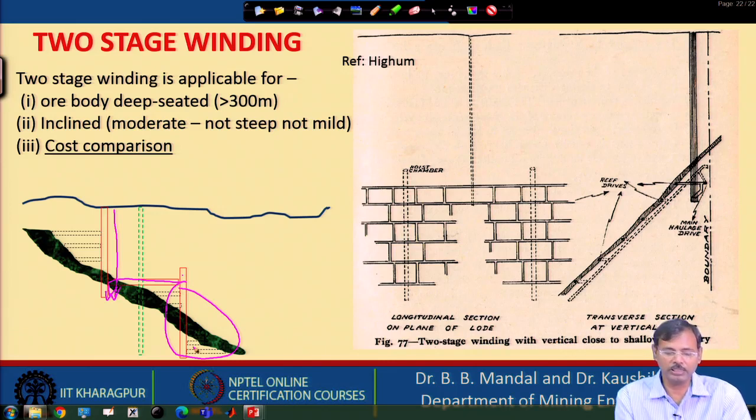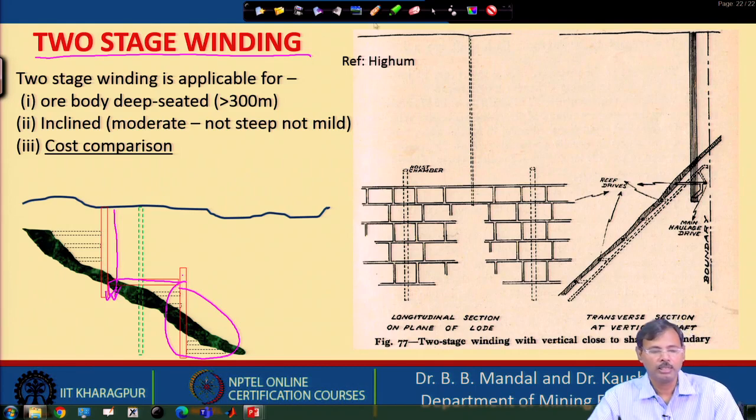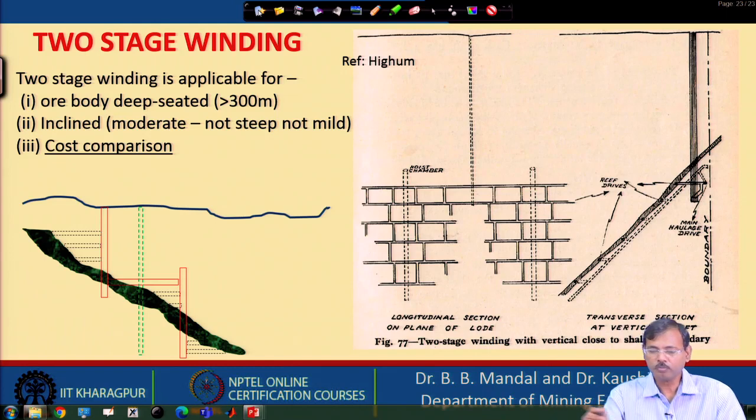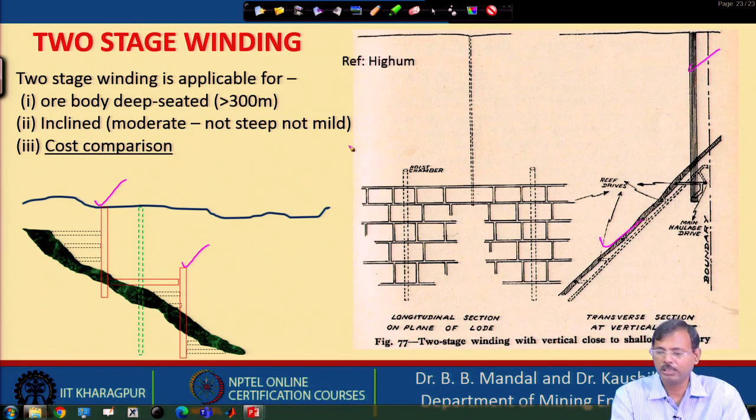So, this is basically reducing the transportation cost, and this type of consideration is called two stage winding or compound shaft condition. Here we have the option, either we go for two vertical shafts, or we can go for one vertical shaft and one incline, or we can have two inclines, that is up to this one, then we shift that incline to another incline.